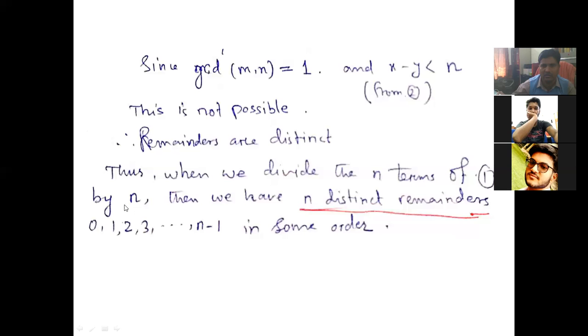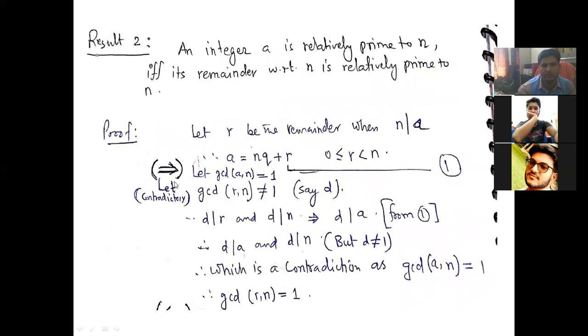Remainders are distinct. Thus, when we divide n terms of 1 by n, then we have n distinct remainders 0, 1, 2, up to n minus 1 in some order. An integer a is relatively prime to n if and only if its remainder with respect to n is relatively prime to n. Let r be the remainder when n divides a. So therefore a equal to nq plus r, 0 less than or equal to r.